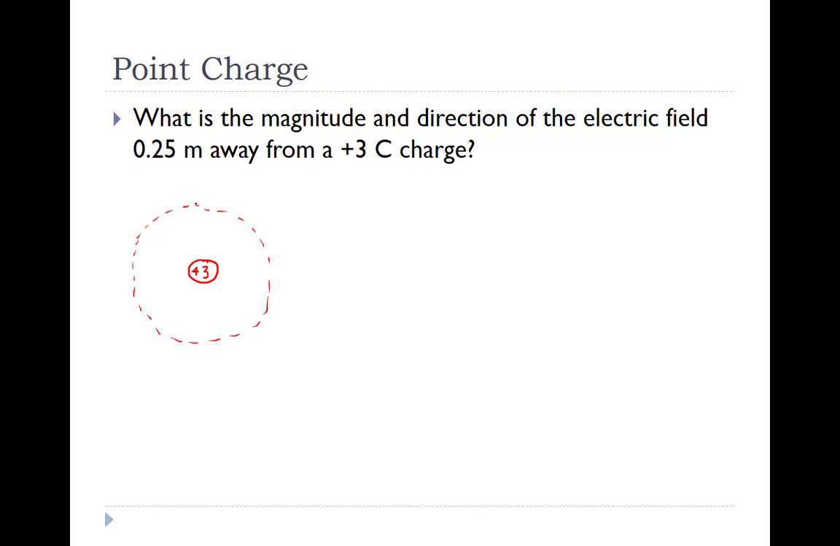Anywhere on this circle, the electric field will point outward. So the direction is radially outward from the plus 3 Coulomb charge. So I'll put that in as our first answer, radially outward.